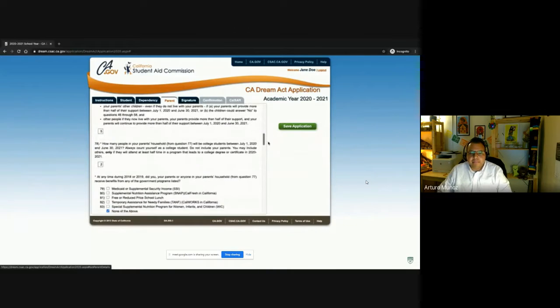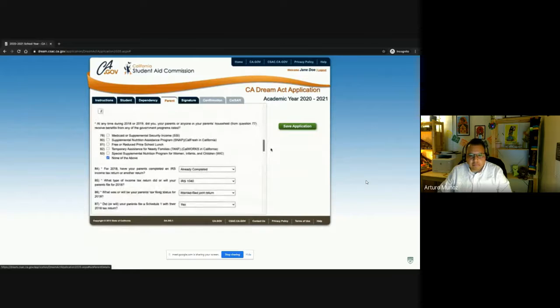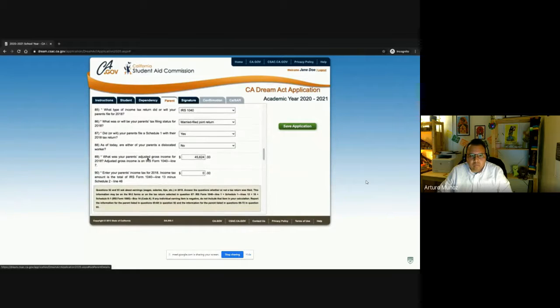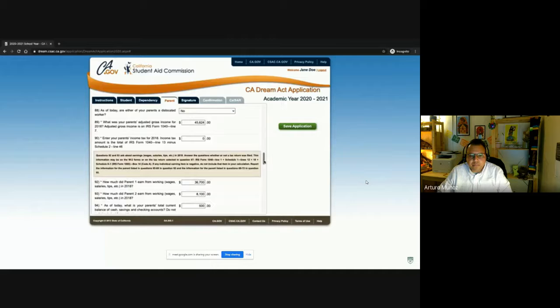The application will calculate an expected family contribution, or EFC. This number helps determine your financial aid. It is important that the information on the application is accurate and complete so that the financial aid office can award you the correct financial aid.